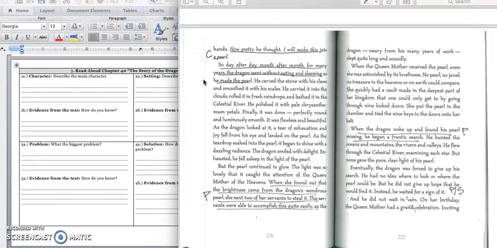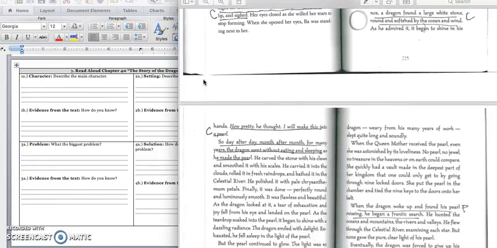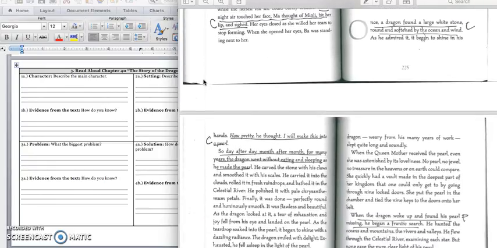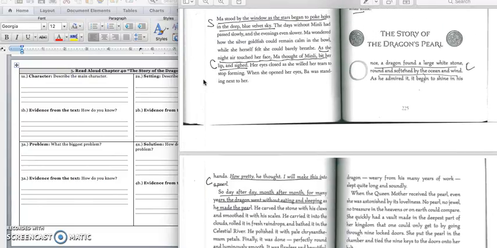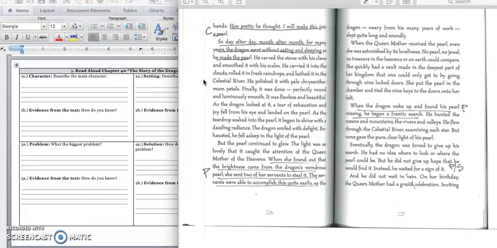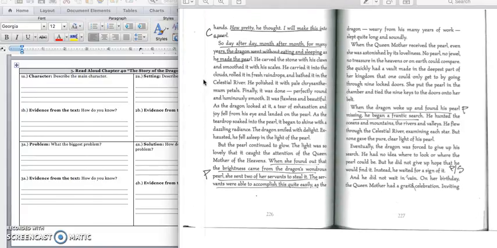All right, and so our setting, we don't know our setting yet. It does not take place in a specific location. We think he might be on Earth, but let's keep reading this page to try to figure out where he might be.